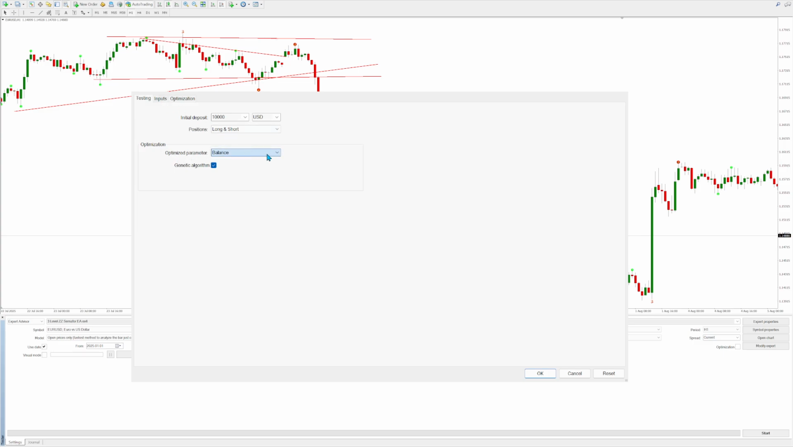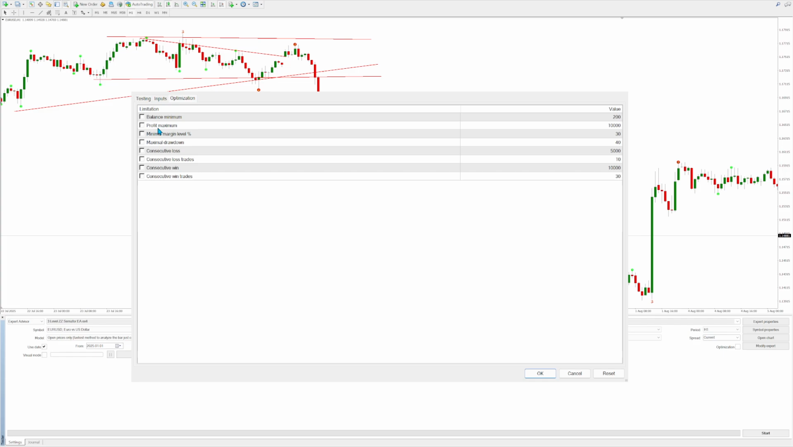You can optimize according to the parameter which matters most to you. I always leave this at balance. But you've got profit factor and drawdown or whatever you prefer there. And under the optimization tab, you can filter results according to any of these.